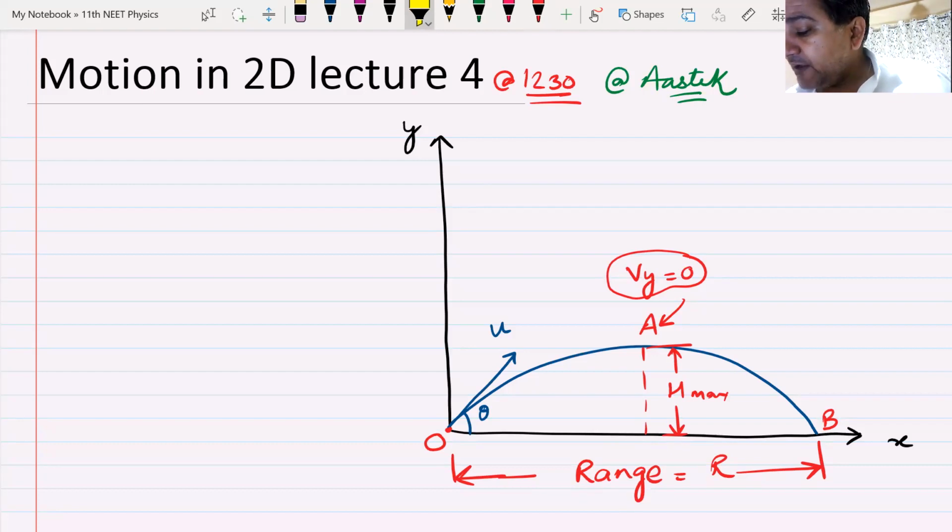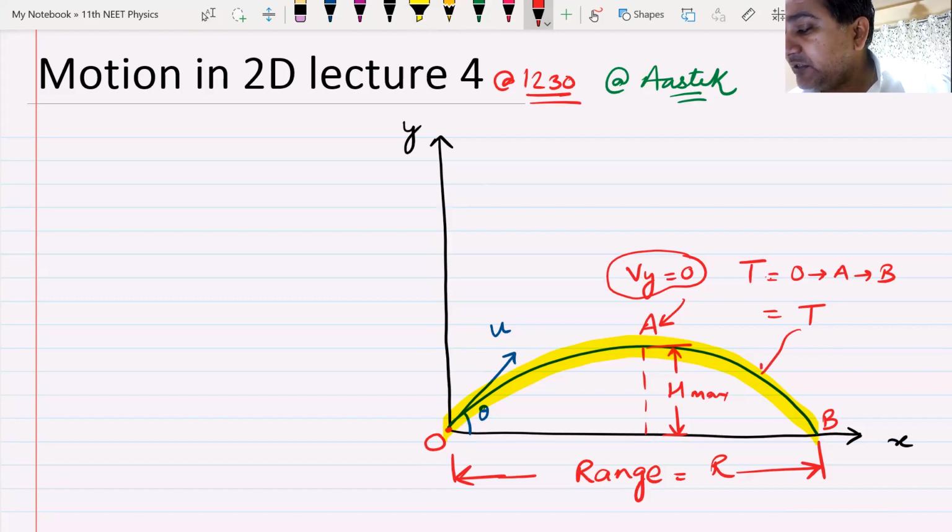Whatever time it takes to go from O to A and A to B, that time is known as the complete time of flight, represented by capital T. Yes or no? We remember this? Time taken to go from O to A and from A to B is the total time of flight.